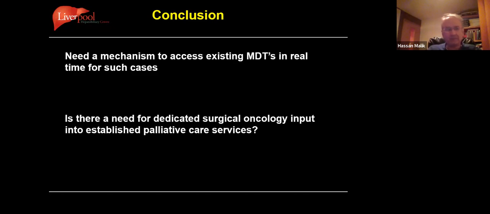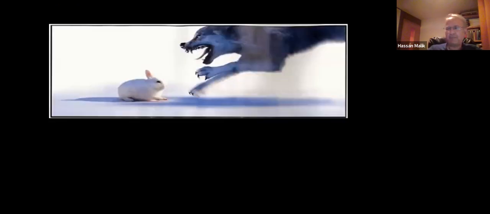I think that's pretty much it. The last bit was just to say we really need what I've just said. We need MDTs, and we also need the surgical oncologist to be made part of the palliative care services.